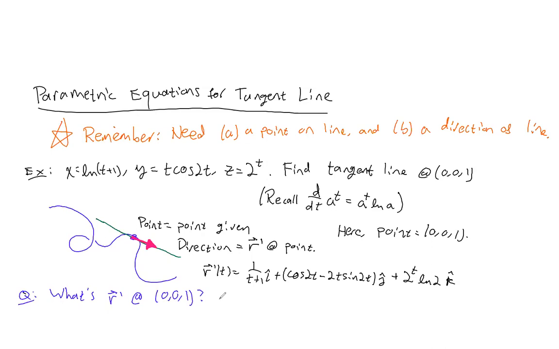Well, we need to know what t is, right? We need to know what the t is at that point. So we can observe that if we take t equals 0, well, t equals 0 is going to give us x equals 0. Y is obviously 0 because it's 0 times cosine of something. And then z is 2 to the 0, which is 1. So in other words, r of 0 is 0, 0, 1. That's our point.